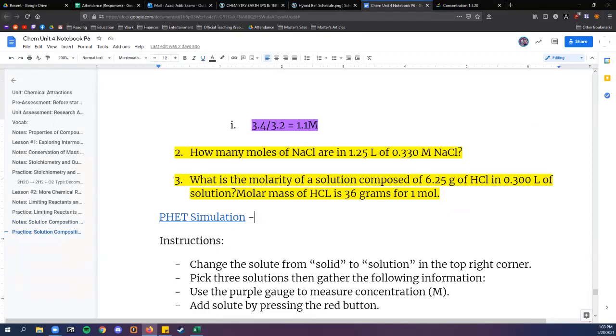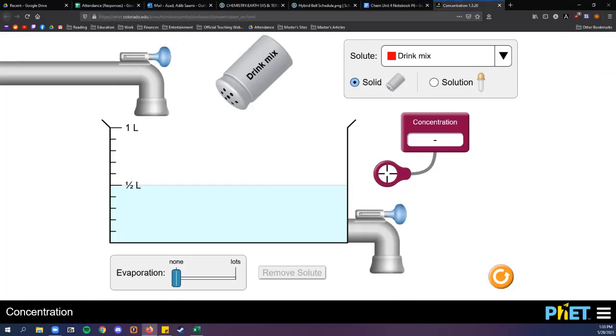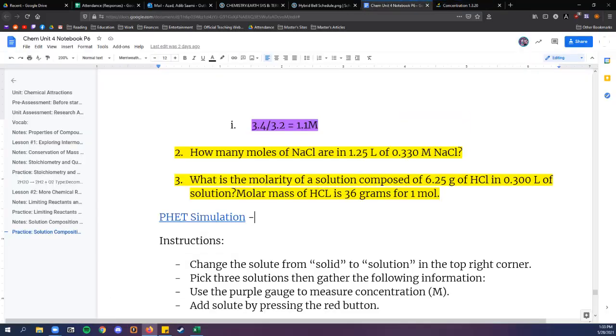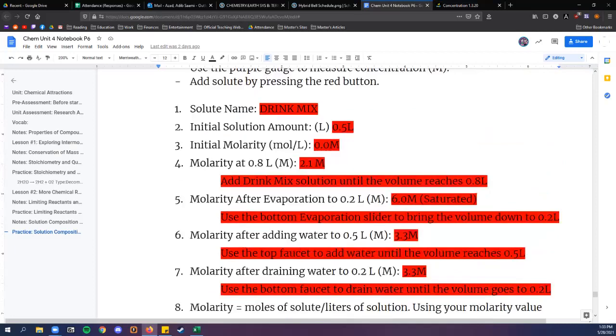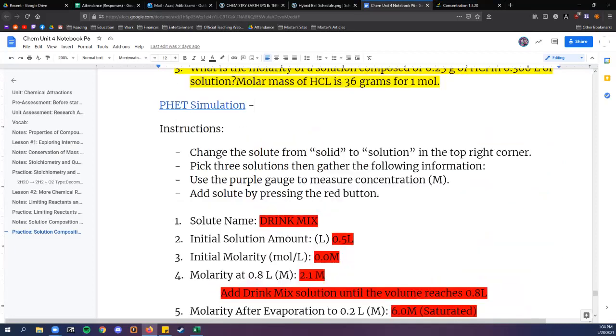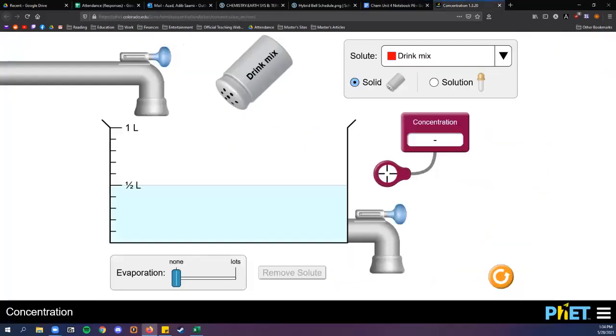What we're working on is just familiarizing yourself with how concentrations work. So if we click on that, we'll get to this page right here. We went through the instructions, and I'll do them again. What we want to do is change the solute from solid to solution in the top right corner. So here's the solute. We don't want solids, we want solutions, so we can measure it.